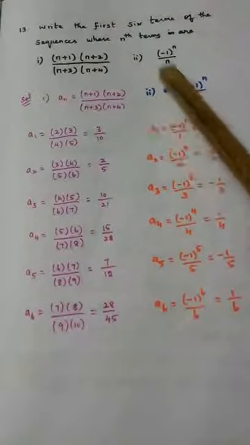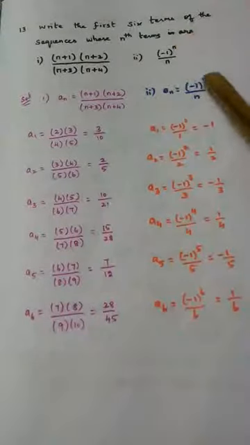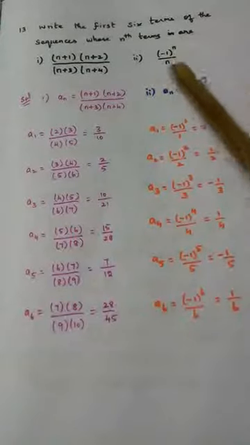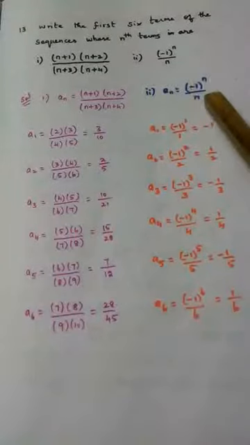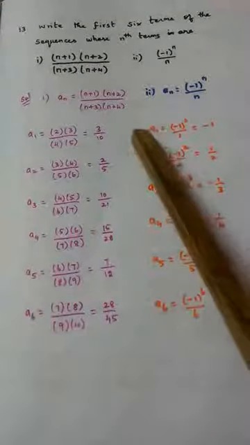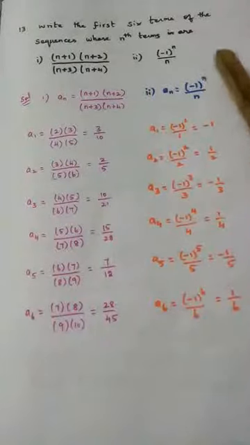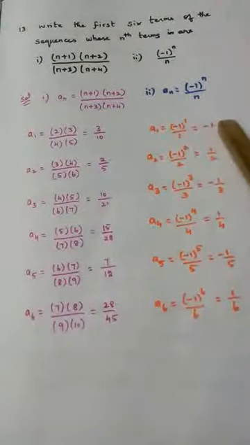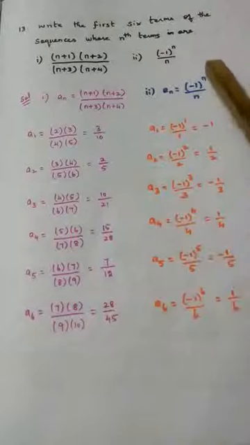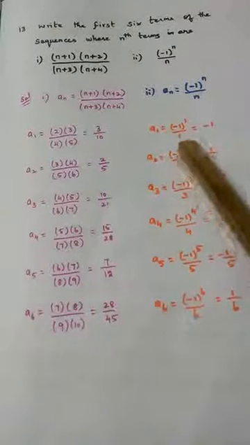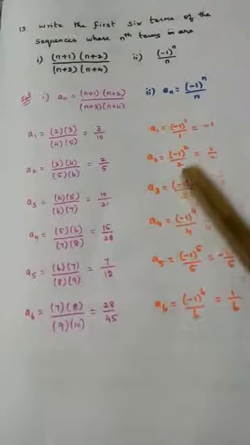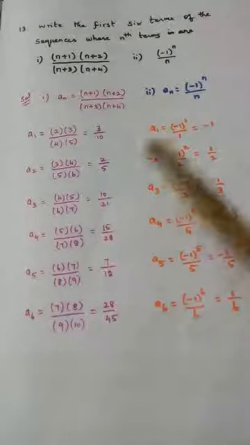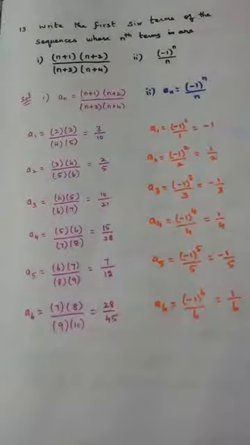Same way, second subdivision, an is equal to minus 1 power n by n. Since this is the nth term, it is given the symbol an. How to find the first term? A1. So replace n by 1. So the answer is minus 1. A2 means in place of n put 2. Minus 1 power 2 is 1, so 1 by 2. A3, like this: minus 1 power 3 is minus 1 by 3. So like that you have to calculate 6 terms. I think this is a very simple problem. We will go for the next sum.